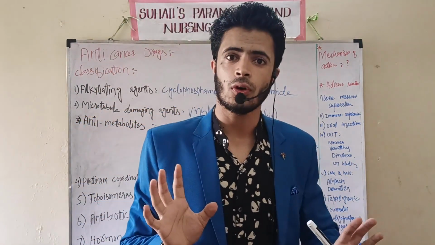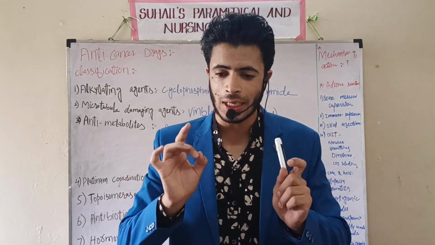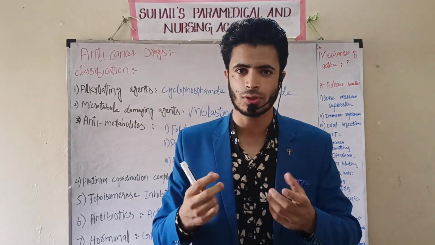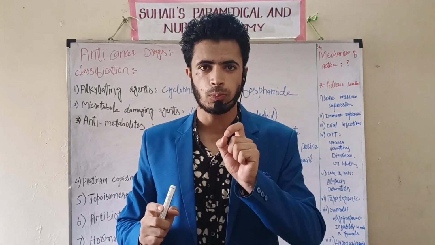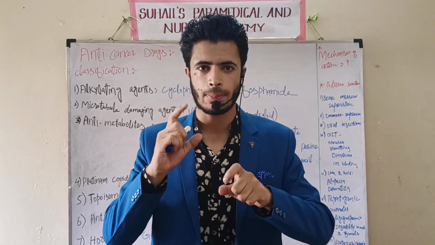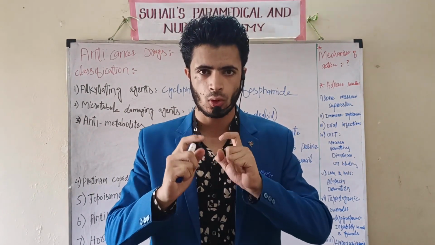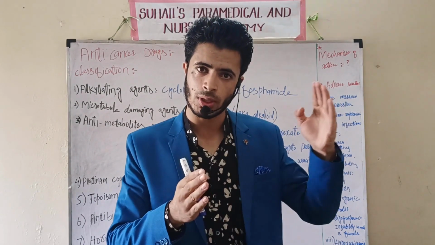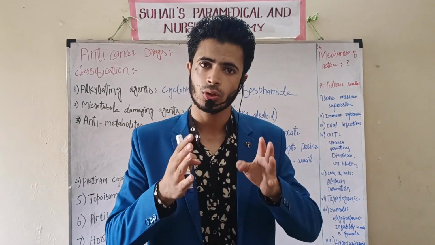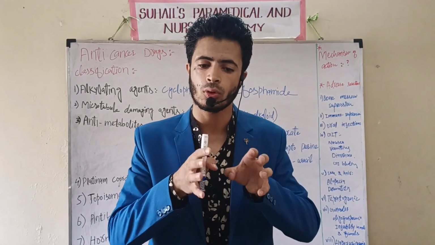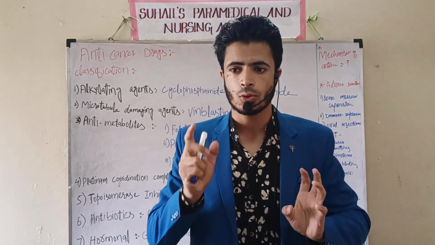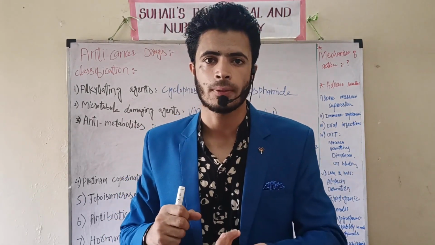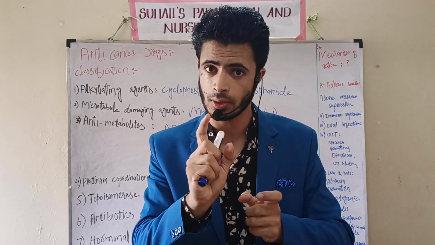First of all, what is cancer? Sometimes it is confusing. There are two terms. One is called a neoplasm. Neoplasm means abnormal, uncontrolled growth of cells. Even after the external stimulus is removed, there is still uncontrolled growth of cells. That is called a neoplasm. A neoplasm is also called a tumor.